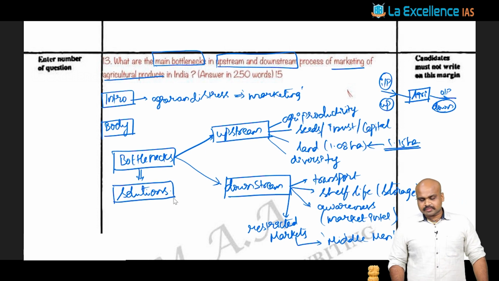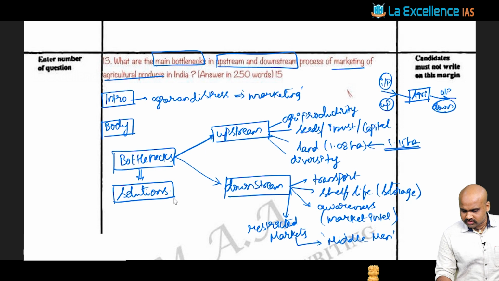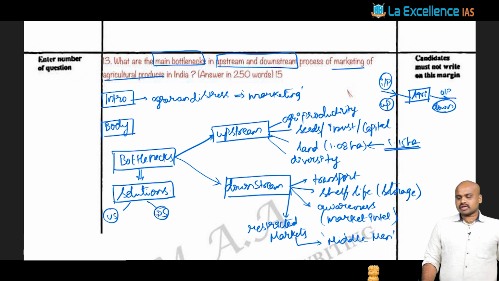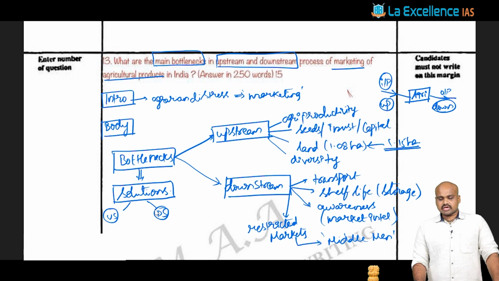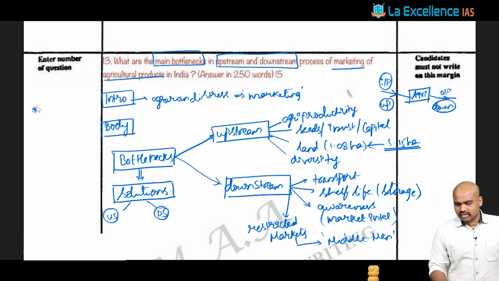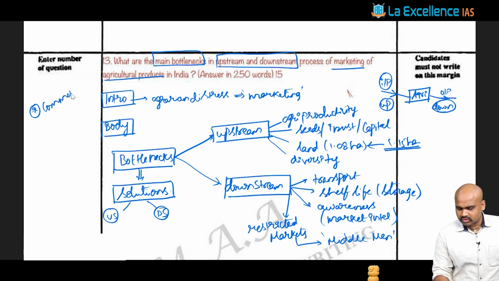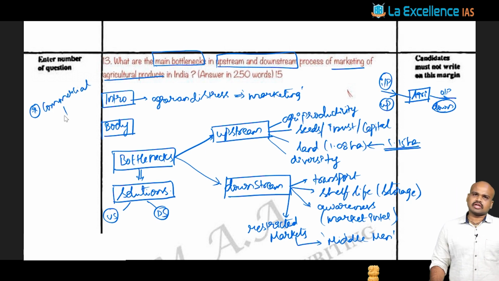Now when we look at this upstream and downstream, the immediate thing we have to see is what are the solutions, or what are the measures that can be given to enhance the marketing of the agricultural product. Right? If you want a categorical differentiation, we can talk about the solution with respect to the upstream and the solution with respect to the downstream.